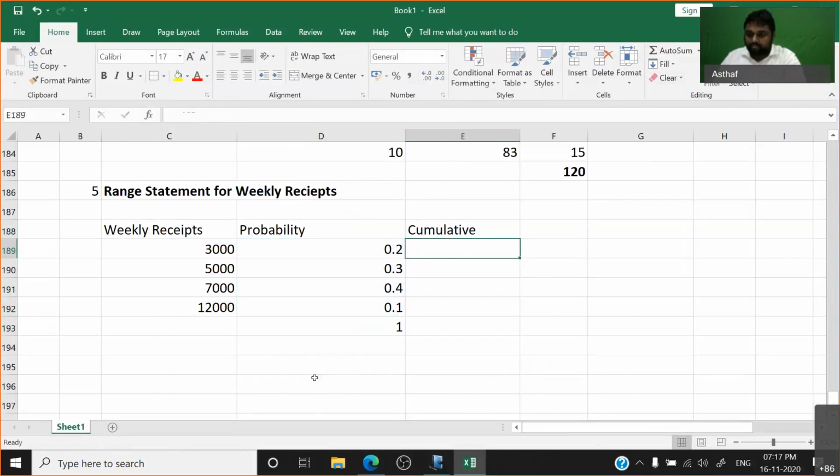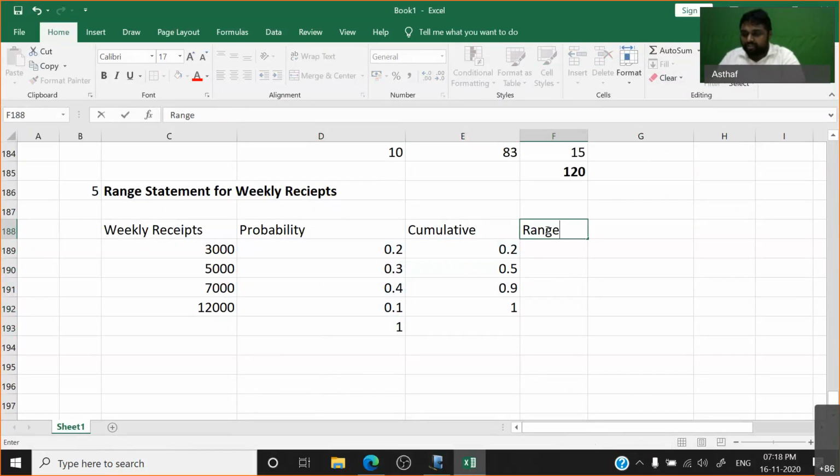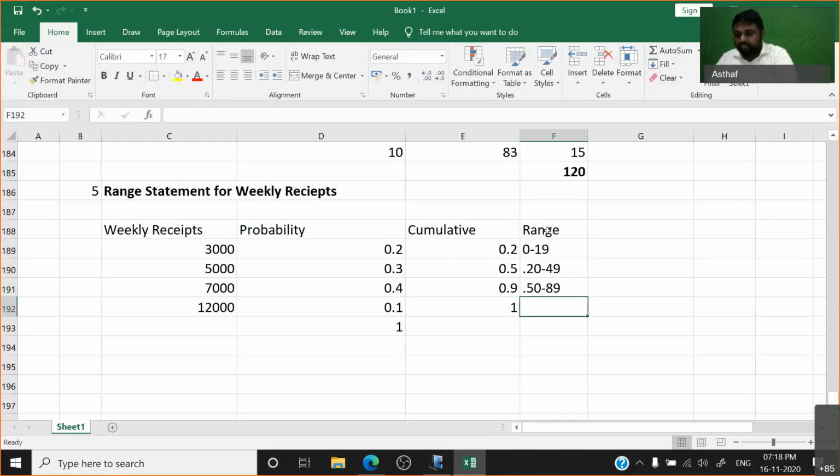Cumulative. Range: 0 to 19, 20 to 49, 50 to 89, 90 to 99.